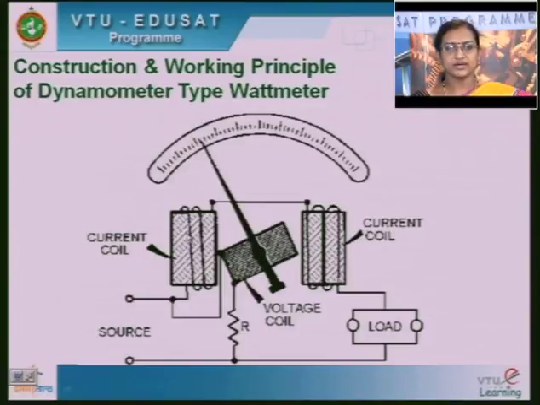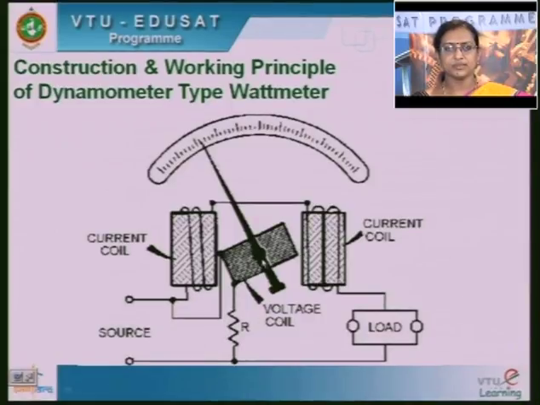See here, the current coil we have divided into two halves. This is the fixed coil. The current coil is the fixed coil, and it is connected in series with the load. Across this source, the current coil is connected in series with the load, and the voltage coil is connected to the movable part, that is the pointer. It is connected to one terminal of the supply, and here it is connected across the load. This resistance R is used to limit the current flowing through this potential coil.